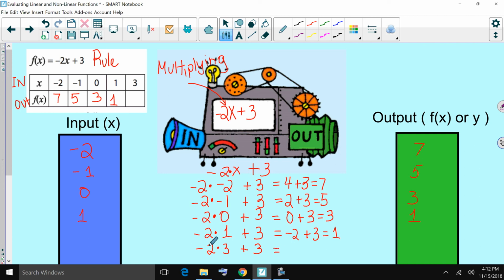Okay, so negative 2 times 3 would be negative 6 plus 3. Well, that gives me negative 3. So when I enter a 3 in the machine, when my input is 3, my output is negative 3. So that's pretty much how we use a rule, or function rule, to find our output.